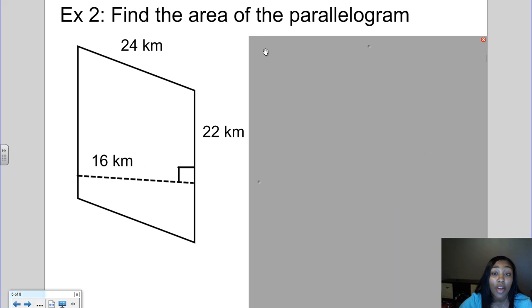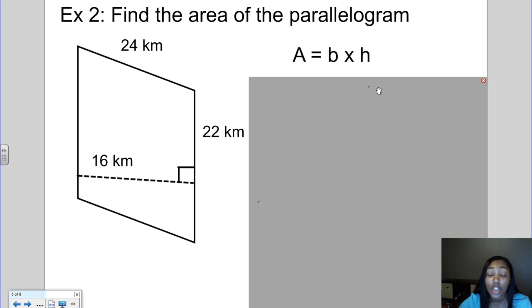So to find the area of this parallelogram, even though it's turned a different direction, we still have to locate the base and the height. That means we've got to look for the 90-degree angle square because it's going to be touching the base and the height. Again, we see that the dotted line here is touching the 90-degree angle, so that means that's a part of our base and height. And then it's touching also this line here that's 22 kilometers. So that means we're going to use the 16 kilometers and the 22 kilometers to find the area of the parallelogram. So we're going to start with our formula.